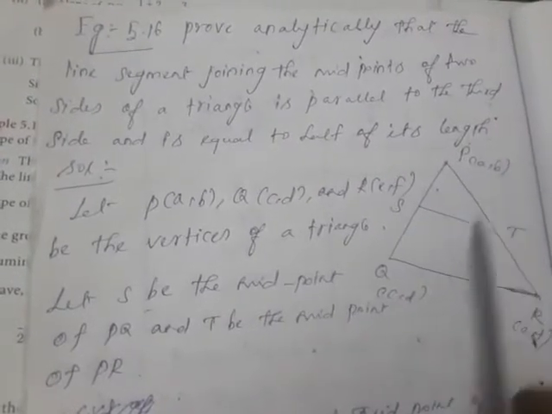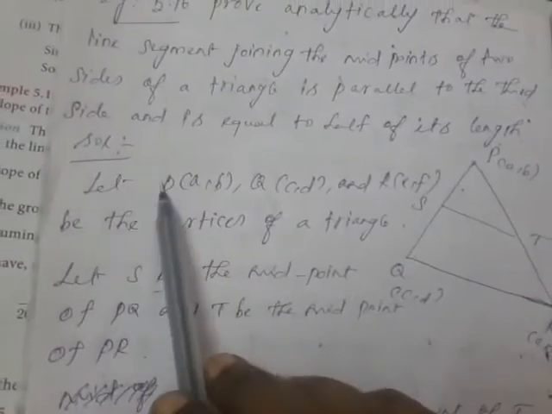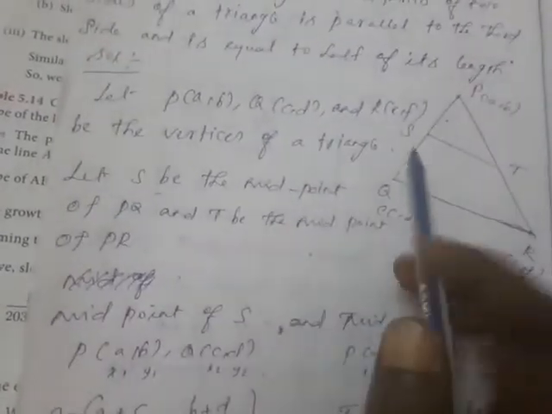We don't know any values for P, Q, R, so let point P be A comma B, point Q be C comma D, point R be E comma F. Using this, I am going to find the midpoints S and T. So let P(A, B), Q(C, D) and R(E, F) be the vertices of the triangle. Let S be the midpoint of PQ and T be the midpoint of PR.